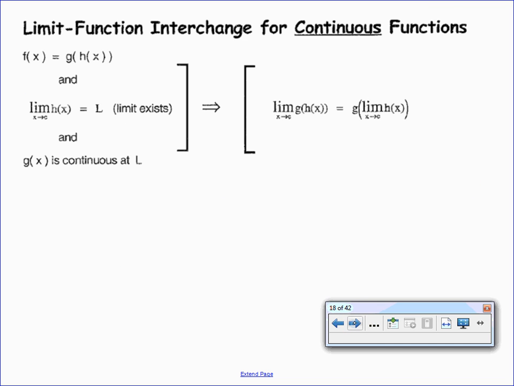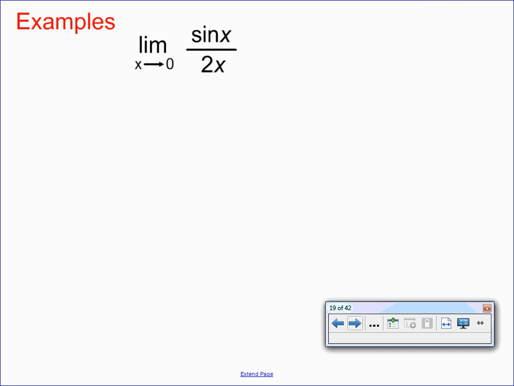So we've got our limit as x approaches 0 of sine of x over 2x. Initial substitution, right? We still do initial substitution as our first step when evaluating a limit. As x approaches 0, what happens to my numerator? Well, my numerator goes to sine of 0, which is 0, over my denominator, which as x approaches 0 goes to 2 times 0 is 0. So I get an indeterminate form, right?